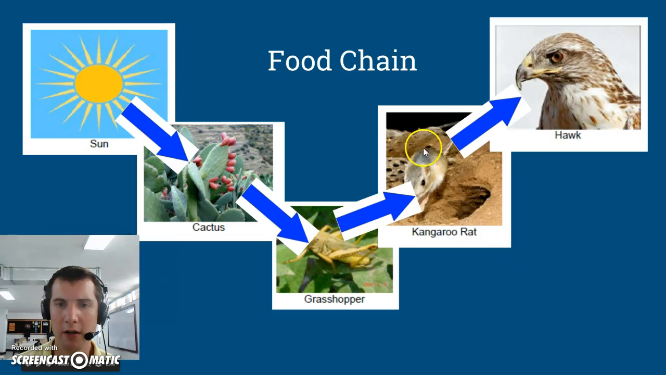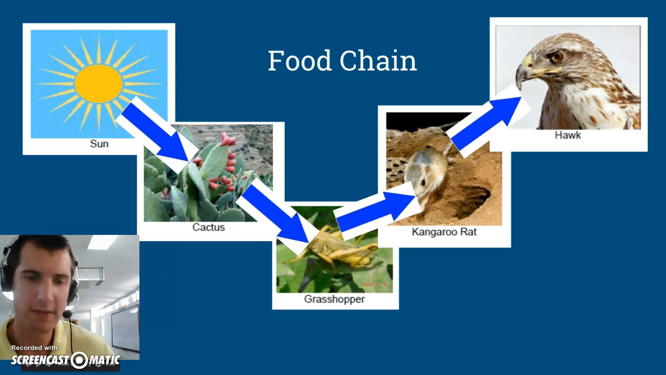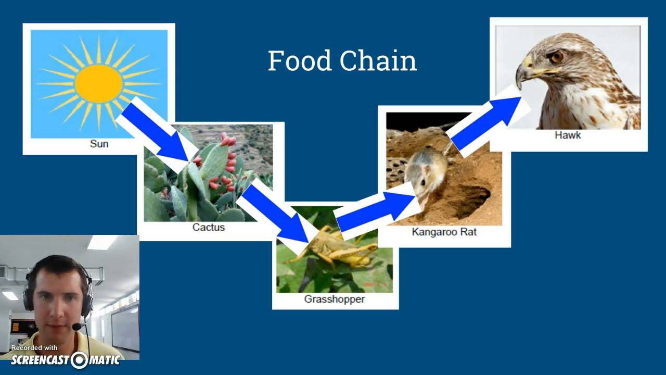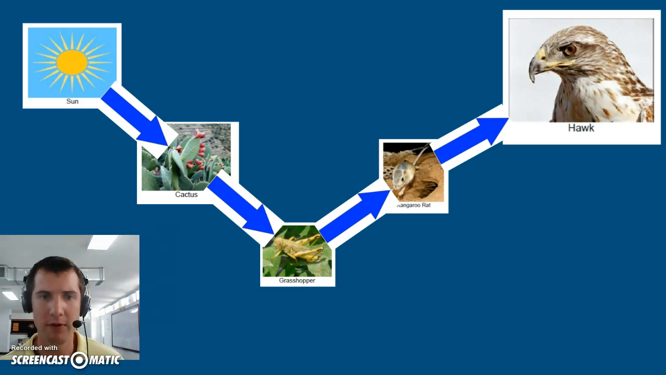Okay, so the hawk and the kangaroo rat, they would be carnivores. They are consumers. The grasshopper is a consumer, but it is a herbivore. The grasshopper is an herbivore because it eats plants. So now we're going to talk about something new.